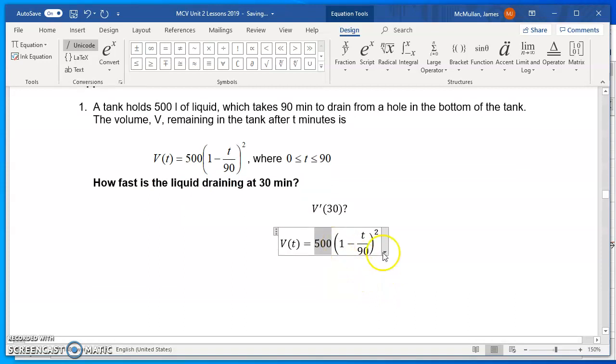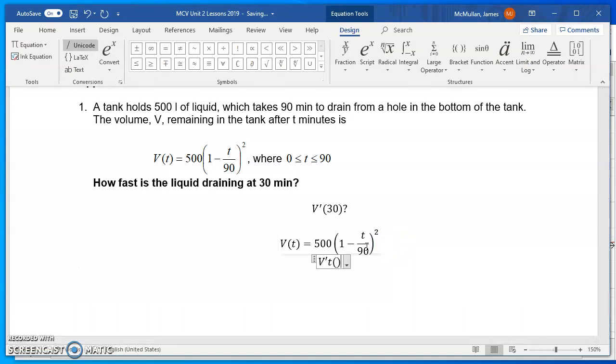You can do that. It is right. It would work. But the derivative of 500 is 0, so the second chunk you would be creating doesn't do anything. So it's easier to just think of this 500 as a constant that's multiplying your equation. So v prime of t is going to be the constant 500 and then times the derivative. What's the derivative? Bring the 2 in front, write 1 minus t over 90 to the power of 1, and then take the derivative of inside the bracket.